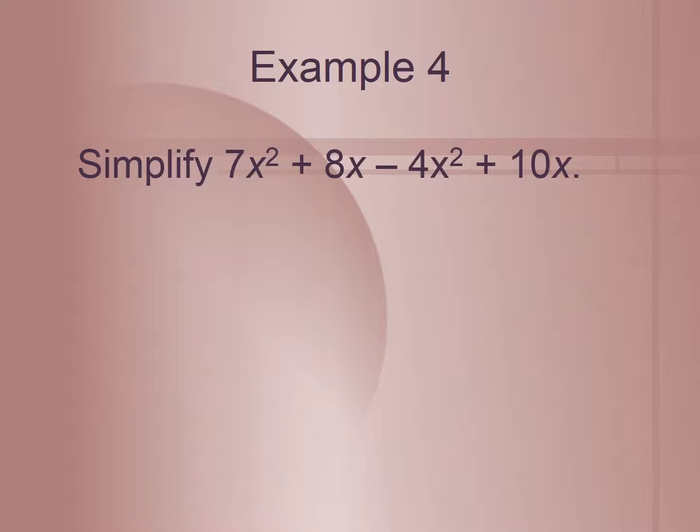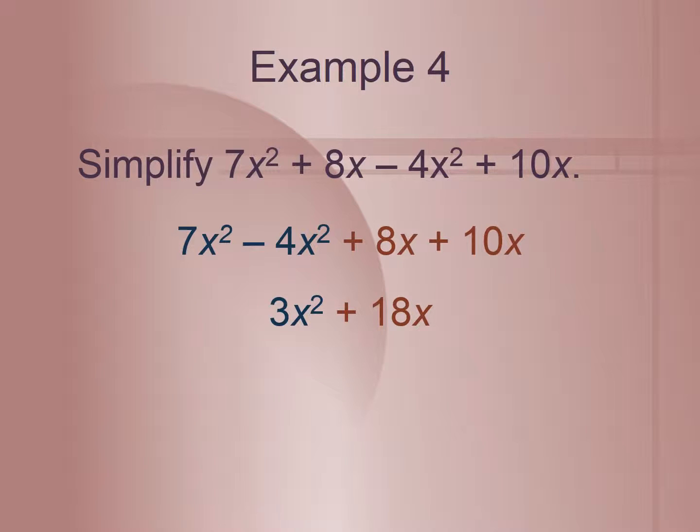Next example, 7x squared + 8x - 4x squared + 10x. So again, I'm going to use my commutative property to rearrange this expression so that my like terms are next to each other. So I have 7x squared minus 4x squared, that's 3x squared, and I have 8x plus 10x, that's 18x.